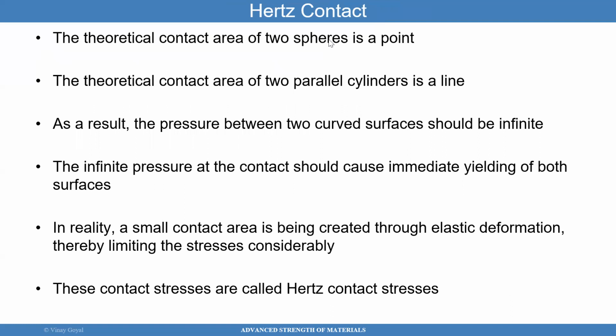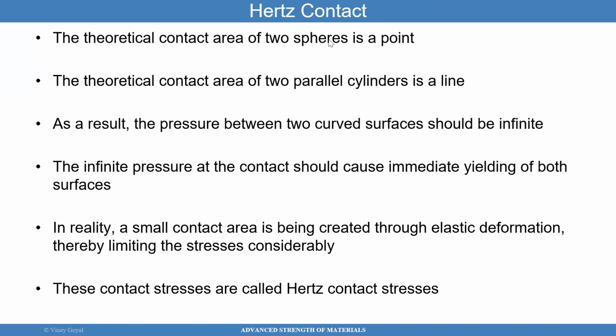We'll also talk about the idea of Hertz contact, and that's a situation we'll be covering today. The theoretical contact area of two spheres, if you brought two spheres together, is actually a point. They'll come down to a point. The theoretical contact area of two parallel cylinders, so if you take two pencils or two cylinders and bring them together into contact, is a line. As a result, the pressure between the two curved surfaces will be infinite. And that is not realistic.